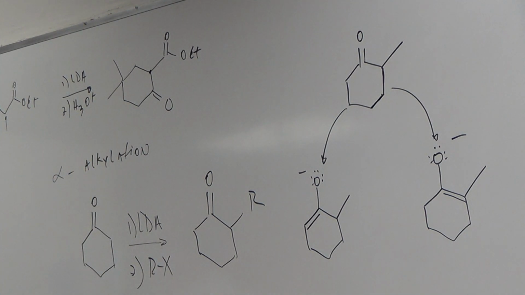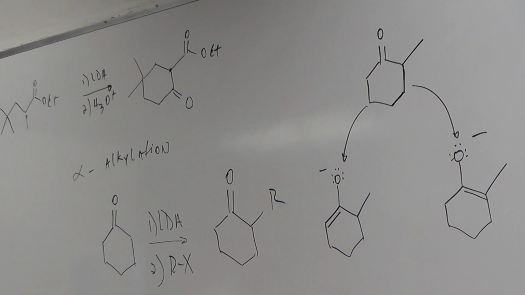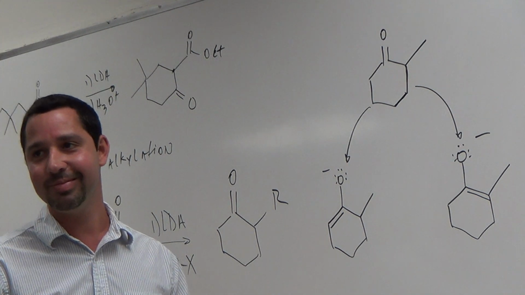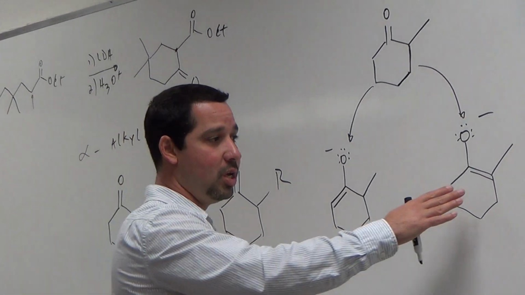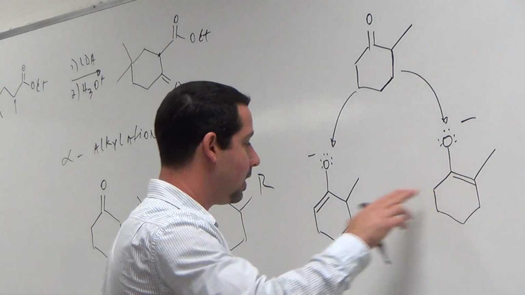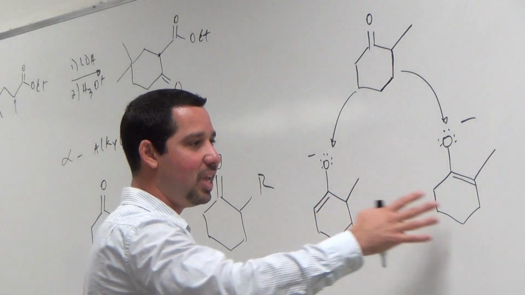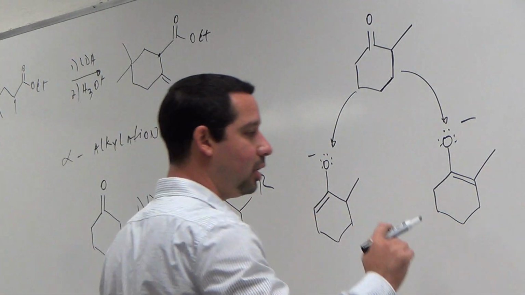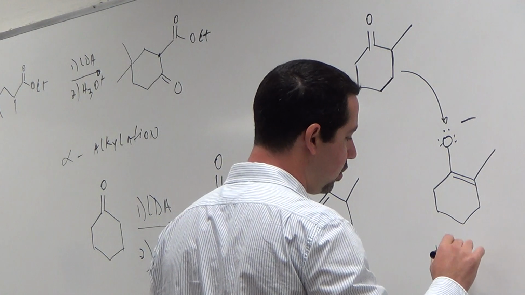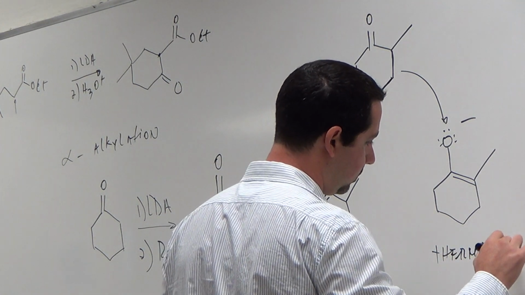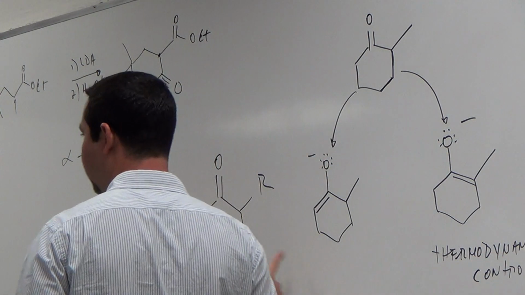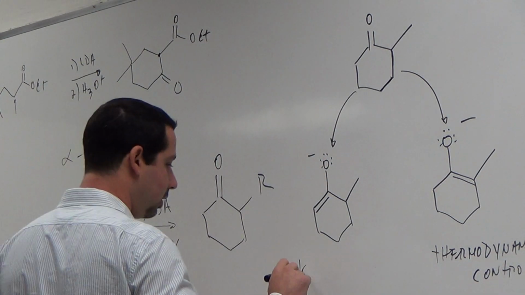Which one is more stable? The one on the right. More substituted is more stable. This one is more stable, yes? Yes. And this one forms too. They form under different conditions, okay? Because this is more stable, this is called thermodynamic control. And this product is from kinetic control.